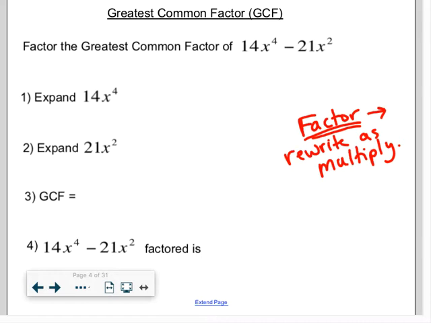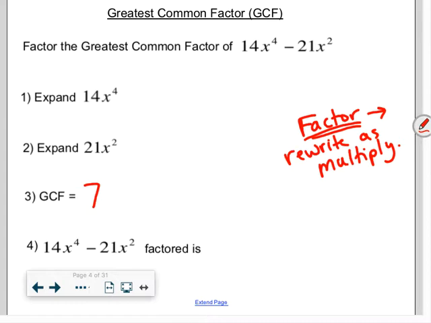So, if I have 14x to the 4th minus 21x squared, what is the number that goes into both? What's the biggest number that goes into 14 and 21? 7. Okay. So the GCF is 7. I'm not even going to do 1 and 2. Only do that if you need your factor tree, okay? Now, they both have an x, but what is the biggest number of x's that they both have?